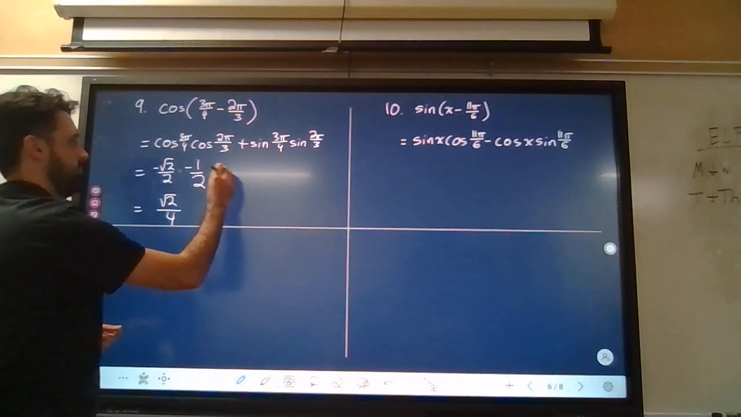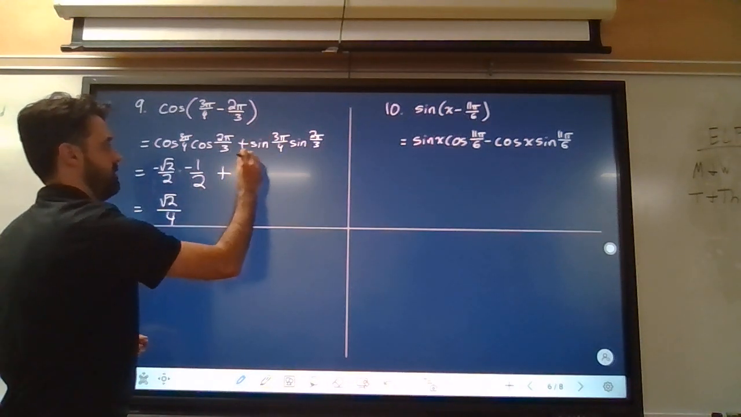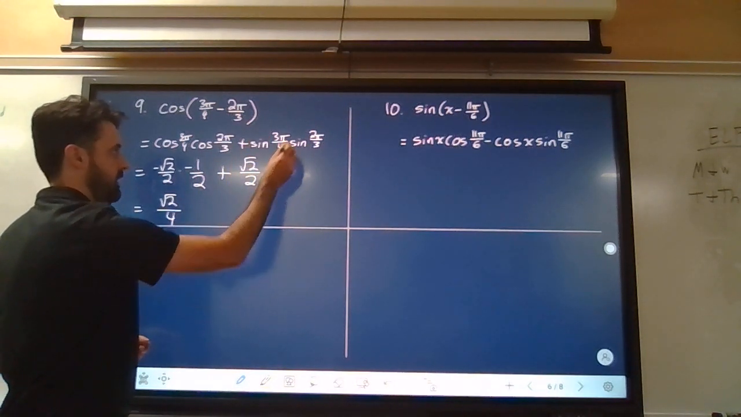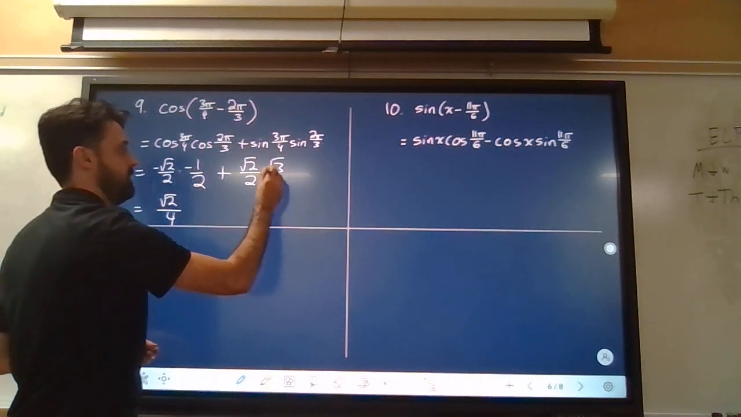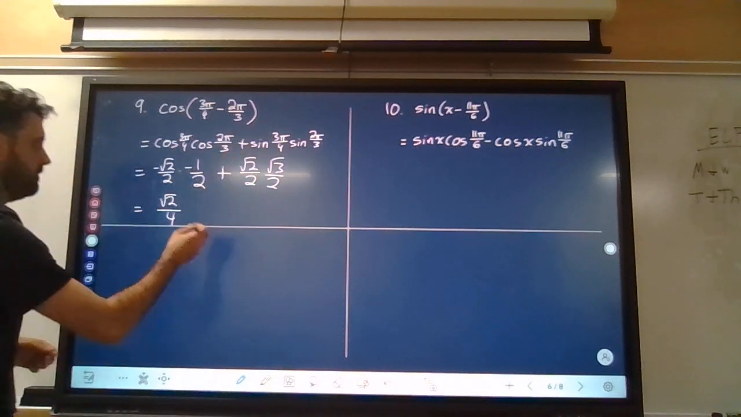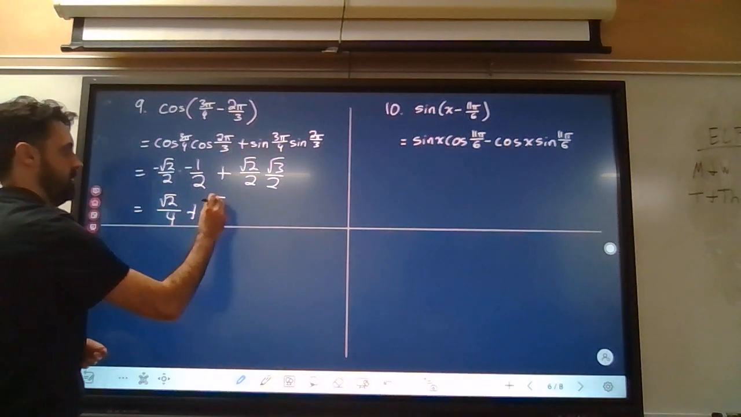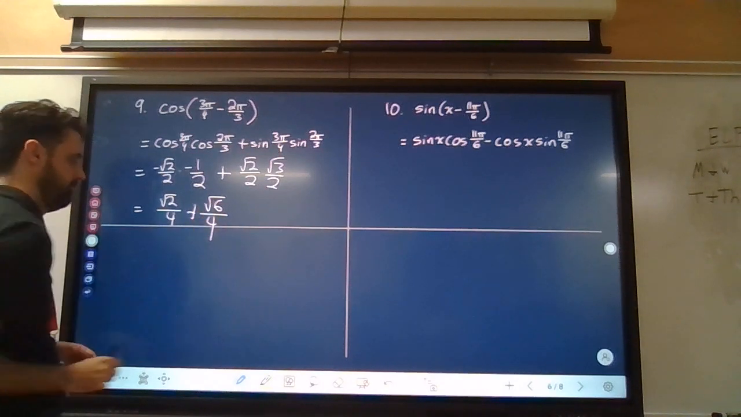Then we have a plus. Now I do the y coordinate, which is positive square root of 2 over 2, and the y coordinate here is positive square root of 3 over 2. When we multiply those, we're going to get plus the square root of 6 over 4.